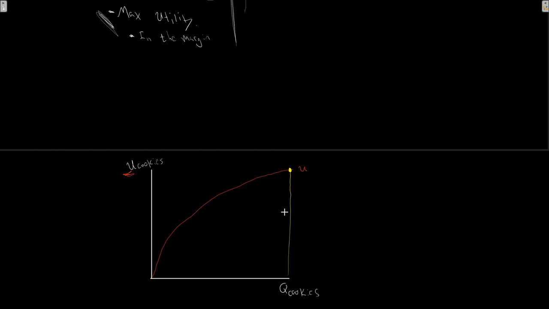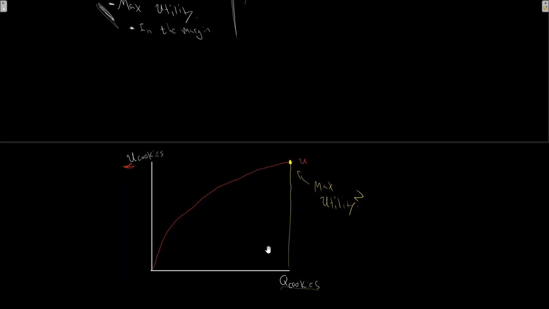Right? At that point there, that's the highest level of utility I have on my graph. Isn't that maximizing my utility? Well, okay, sure. If cookies were the only thing that we had in the world to consume, yeah, maybe that would be the case. But let's go back and think about our basic fundamental principle of economics.